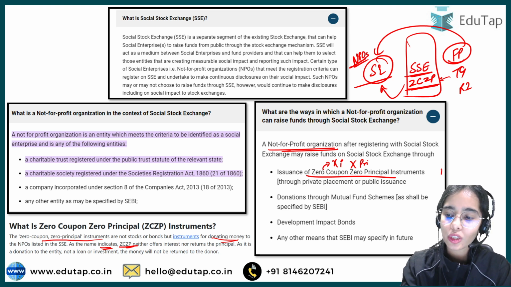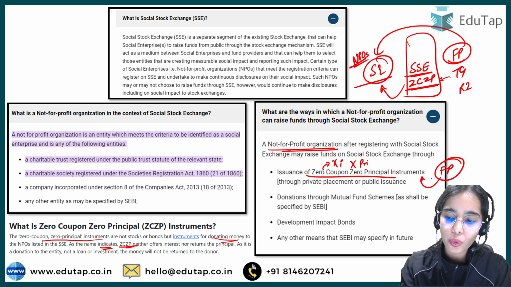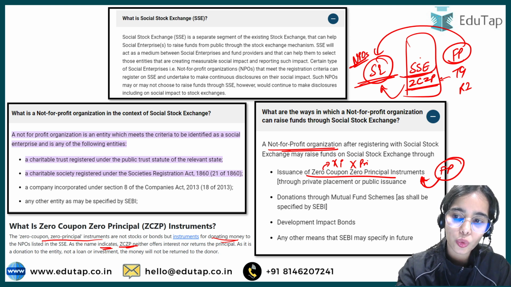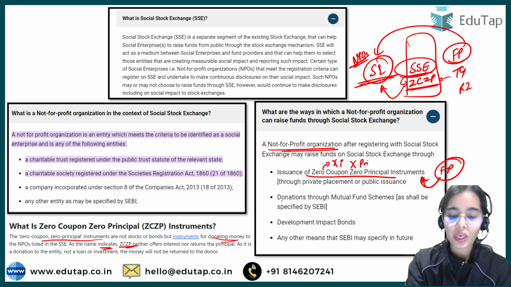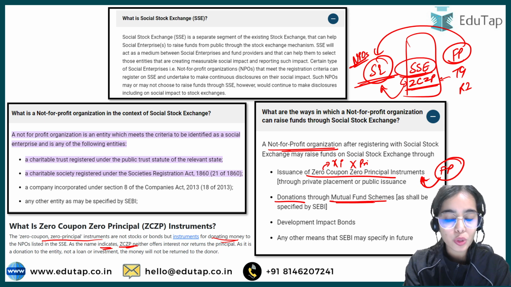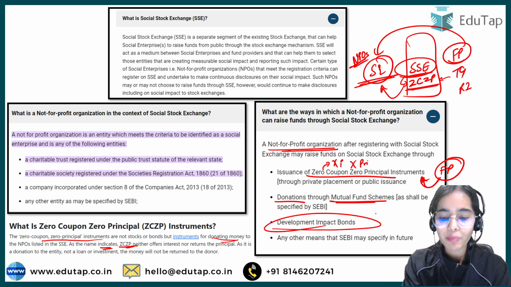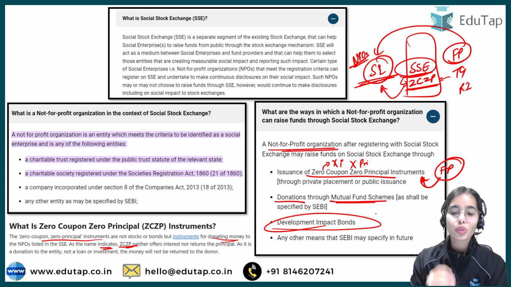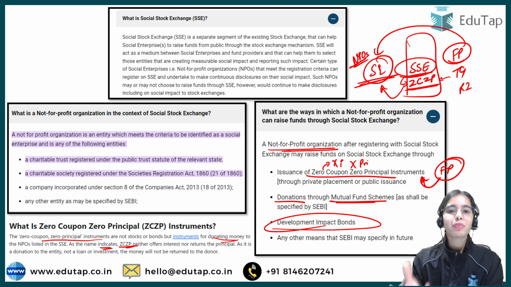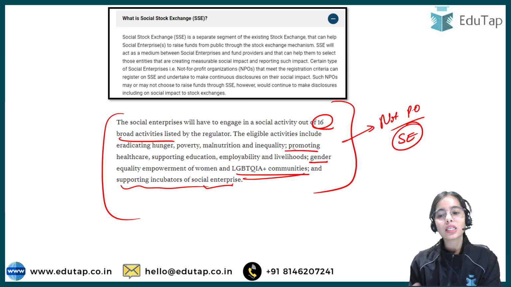Okay, so the fund providers can provide the donations, can provide the money to the social enterprises through the SSC, through these instruments. Donations can be made through the mutual fund schemes also. Then there are the development impact bonds also. So through these measures, the money can be raised by the NPOs that are registered in the SSC.